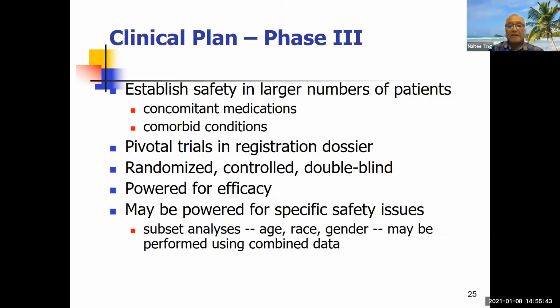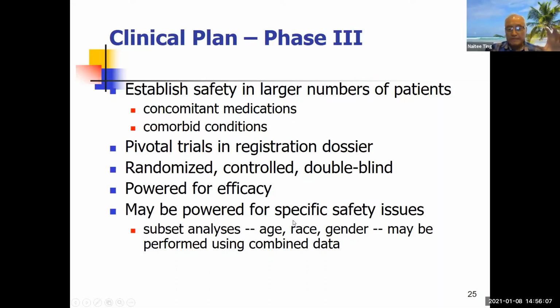You want to establish safety in a large number of patients, patients with concomitant medications and comorbid conditions. And phase 3 trials are pivotal trials in the registration dossier. So these are the trials that go to the NDA. You want FDA to look at these trials so they can approve the drug. Randomized, controlled, double blind, and powered for efficacy.